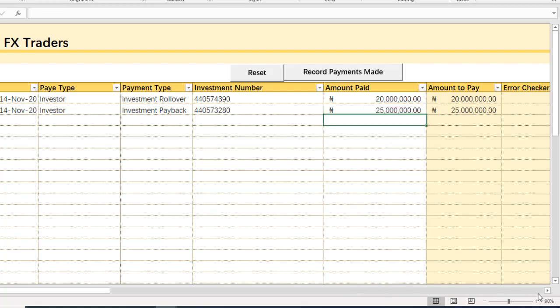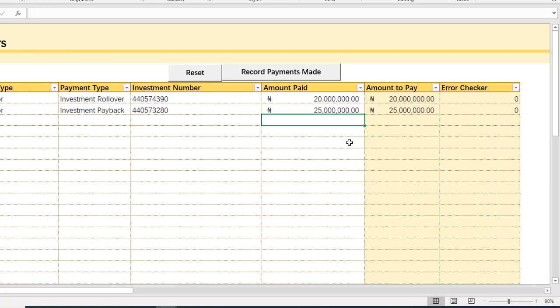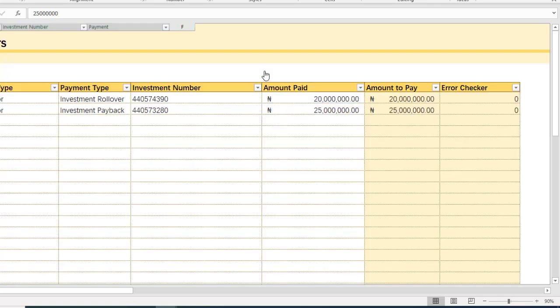So what these two transactions mean is that we are removing this amount from this investment number to show that the investment has been closed out completely, but we didn't pay the money to the investor. It was being rolled over or reinvested. Whereas this one means that it has been closed out and we've paid the investor back the money. Okay, so once you are sure of that, you record payments.